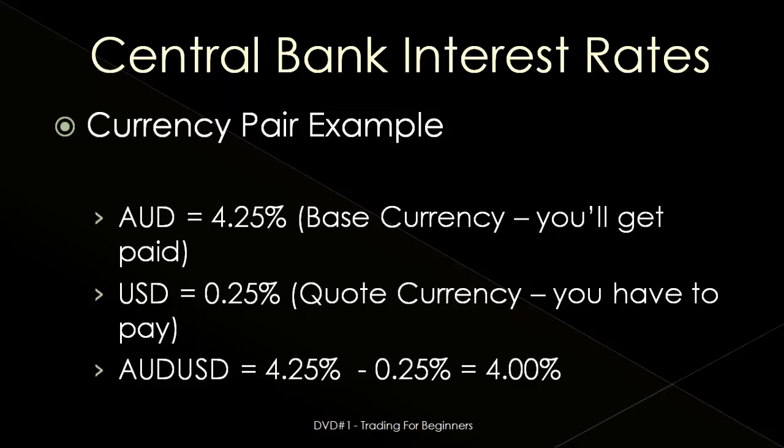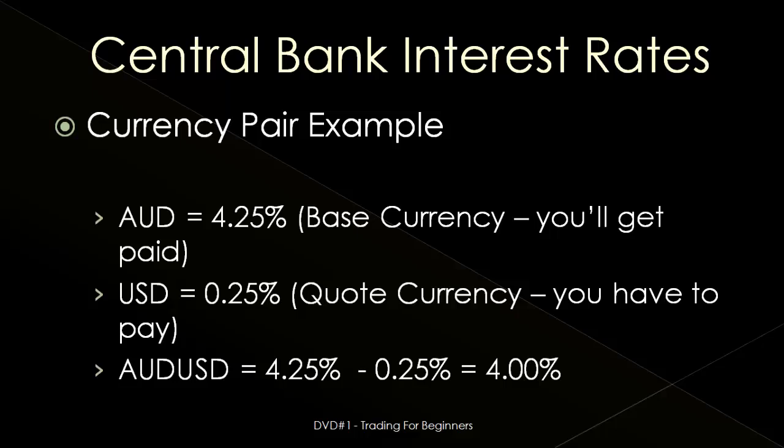That gives you a total of 4%. What this means is if you do buy the Aussie dollar, US dollar, you're going to end up earning for holding onto that position, and you'll be earning 4%. On the other hand, if you were selling the Aussie dollar, US dollar currency pair, you would have to pay 4.25%, but then you would get paid 0.25%. At the end of it, you would pay a total of 4%.